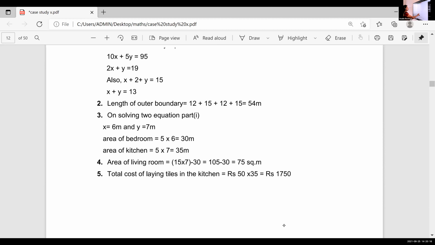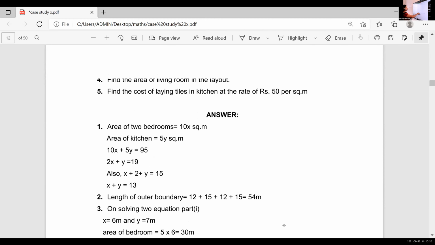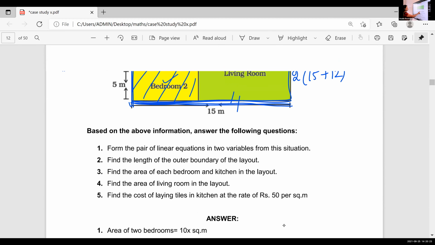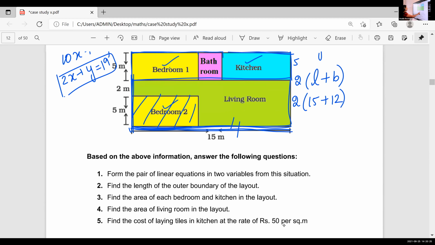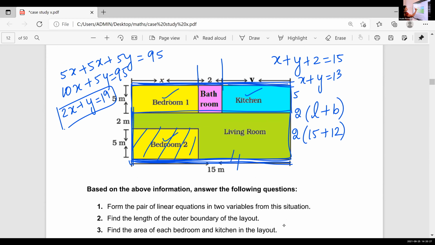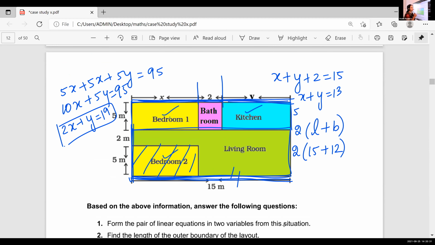Okay, check it. Once go through it and check it. Is it clear? Solve it if you want. You can solve these two equations. Find x and y. After finding x and y, you find area of the bedroom, area of the kitchen, area of the living room. Start doing.